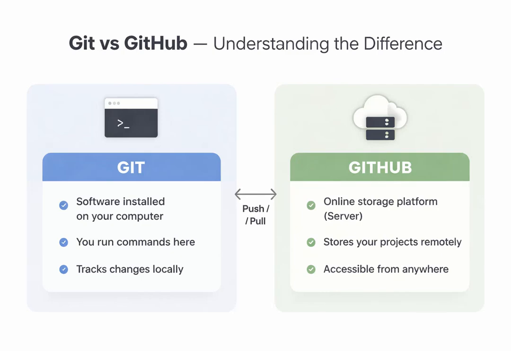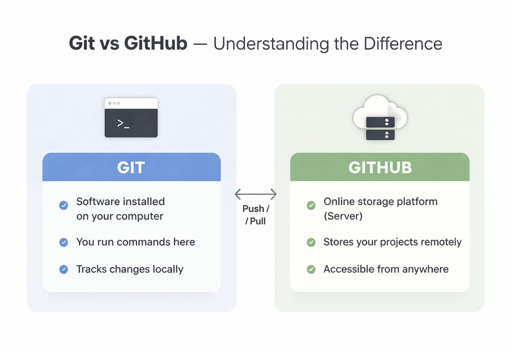Let's start by making sure the distinction between Git and GitHub is crystal clear, because these two terms are often confused. Git is a software. It's a program you install on your own computer, and it's where you run commands to track changes in your code. GitHub, on the other hand, is simply an online place to store your projects.